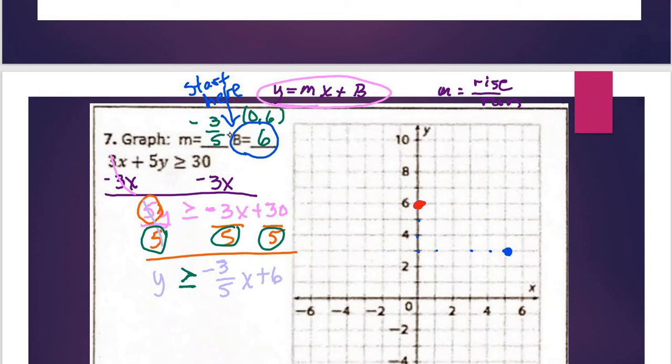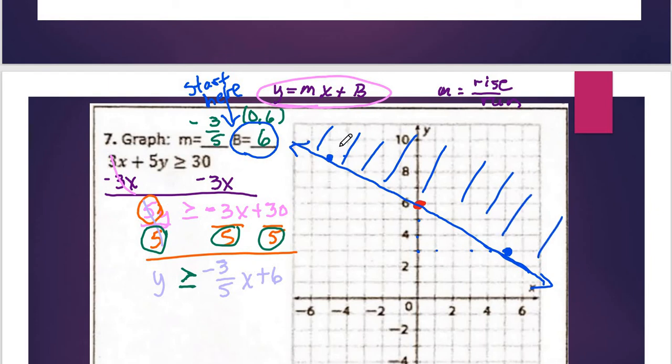There's my point. If I wanted to extend the line, I could go backwards and count backwards. 1, 2, 3, and go backwards. 1, 2, 3, 4, 5. Now, I see that these are my 3 points, and this has an equal here. So this means it's a solid line. And then we have to shade above the line. So it's greater than, so I'm going to shade up this way.